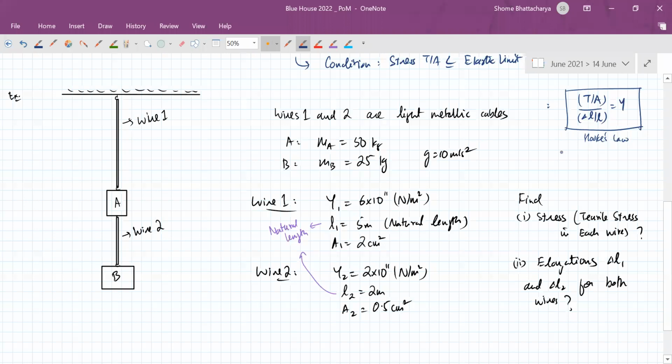Okay, so now just apply your general knowledge about mechanics, free body diagram of the blocks A and B, etc. to find out first of all the tension in each of the wires. From the tension, you will get the answer of the first part. Stress is nothing but tensile stress, or longitudinal stress is nothing but tension divided by area. And then you have to apply Hooke's law to get the second part. That is, you get the strain first, and from the strain, you will be able to find the extension of each of the wires. Right. So just try this out.